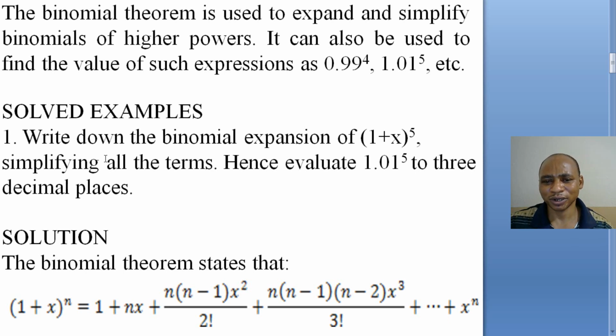One, write down the binomial expansion of 1 plus x all raised to the power 5. Simplify all the terms and hence evaluate 1.01 raised to the power 5 to 3 decimal places.